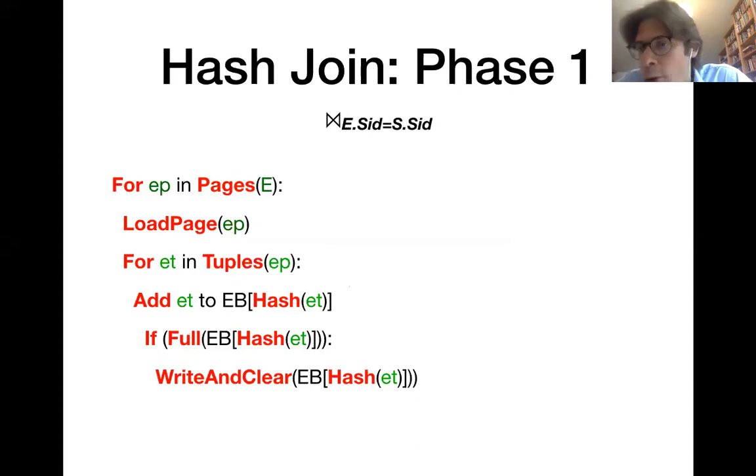For each page, we load it from hard disk, of course, and then we iterate over the tuples on that page, which we have just loaded. For each tuple, we are copying it to the output buffer that is associated with the corresponding hash value. And if the output buffer becomes full, then we write the content to hard disk and then we clear it, of course. All right. So this is the first phase of the join in which we partition tuples by the hash function.